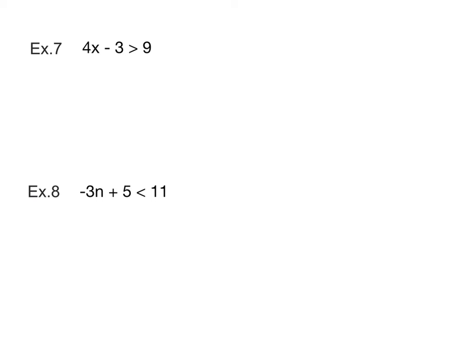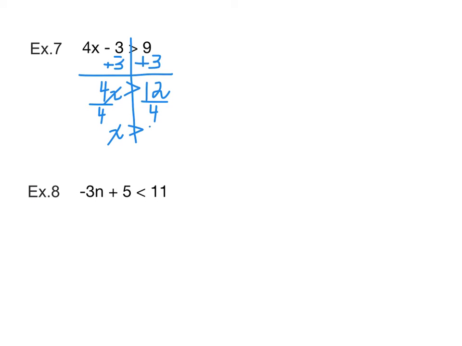This is a 2-step equation, so I'll have to do multiple operations. I'm going to start by undoing the -3. I'll do that by adding 3 to both sides. This gives me 4x is greater than 12. To finish, I'll divide by 4. Even though I'm dividing, I'm not dividing by a negative number, so we just leave the sense of the sign alone.